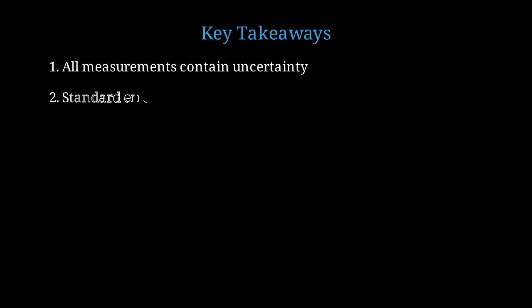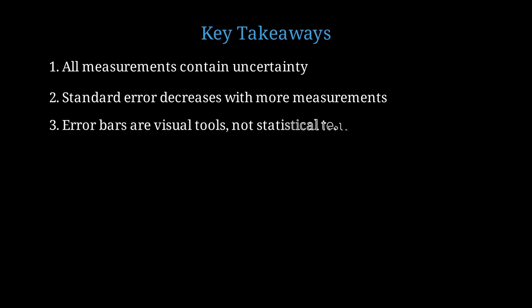Let's review the key takeaways from this comprehensive guide. Key point 1. Every measurement in science contains some degree of uncertainty that must be quantified. Key point 2. Standard error decreases as you take more measurements, following 1 over square root of n. Key point 3. Error bars are helpful visual tools for assessing variability, but they're not substitutes for proper statistical tests.